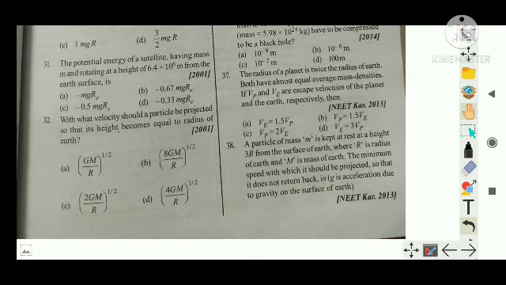Easy. I want to do this question, guys. With what velocity should a particle be projected so that its height becomes equal to the radius of Earth? So you are asked with which velocity you should throw so that it reaches a height equal to radius of Earth, right? So obviously, just like the previous cases, we will do conservation of energy process.